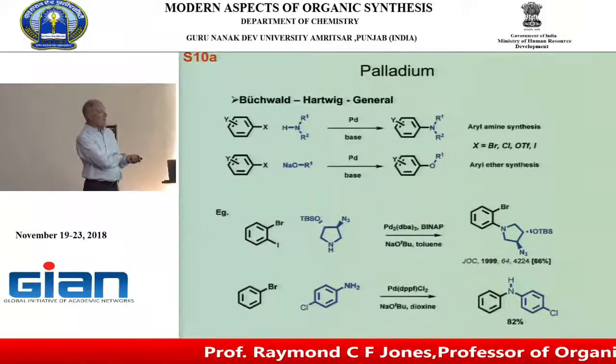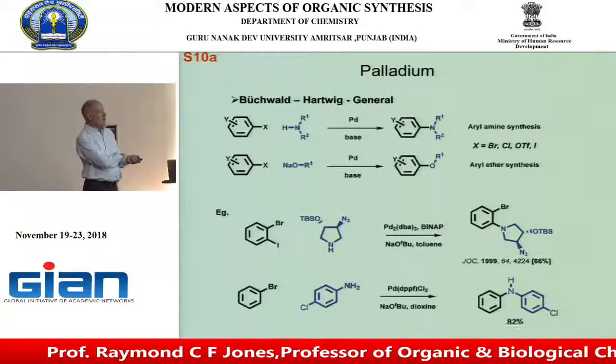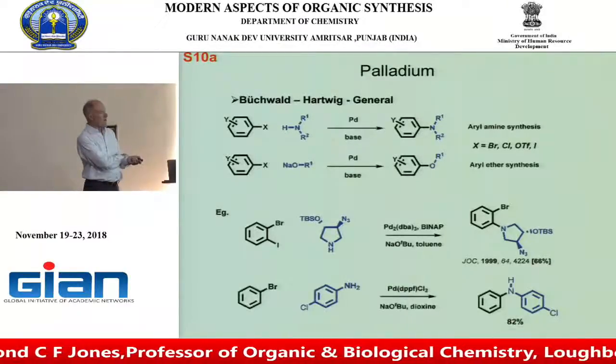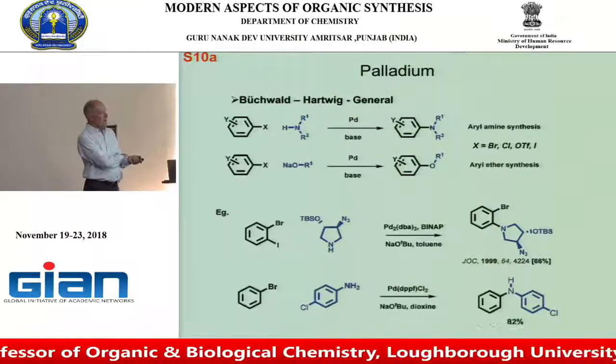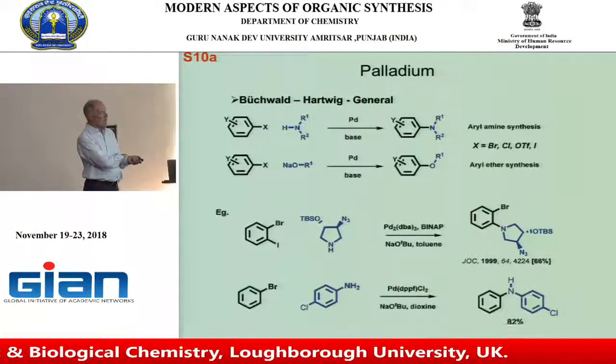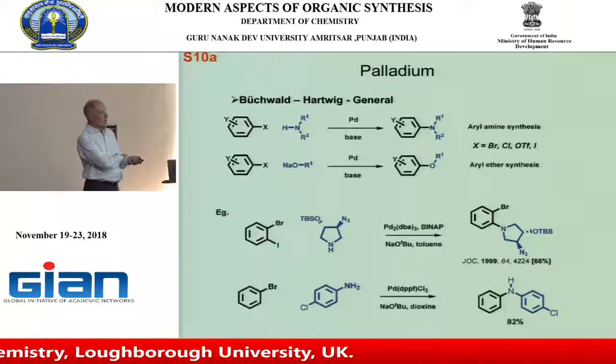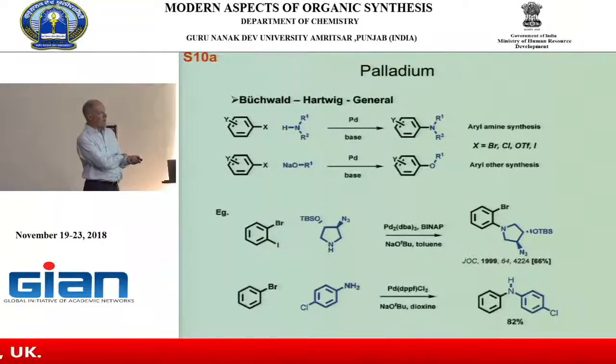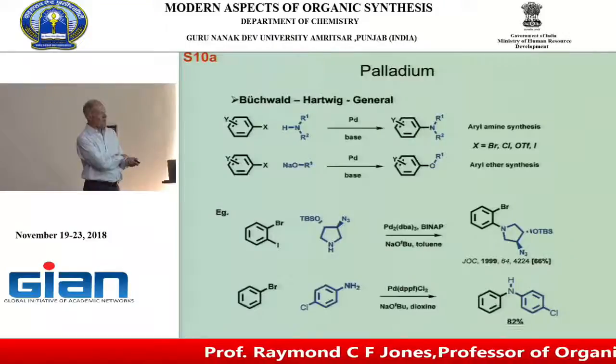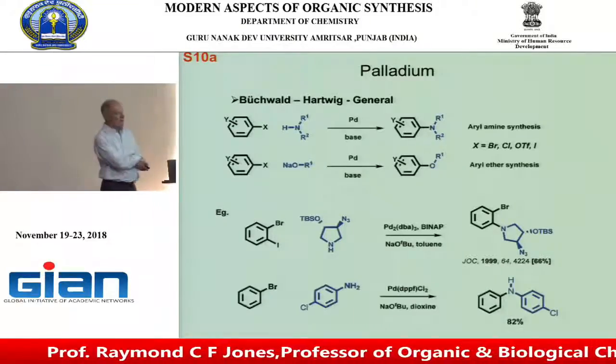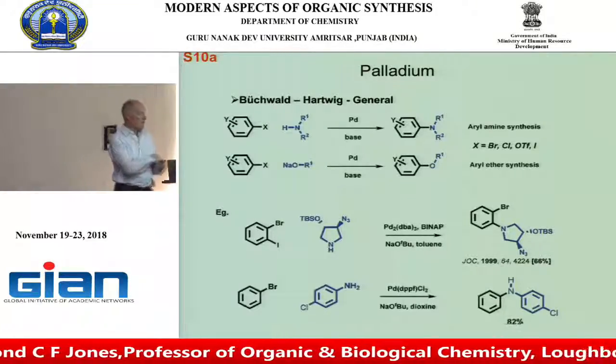Here's another one where you've got bromobenzene and this chloroaniline. The bromide is the most reactive of the C halogen bonds, so that's where the palladium oxidatively adds, and then the nitrogen is the nucleophile, so you've got palladium and a base in the system again, and you get a new amine or a new aniline derivative.